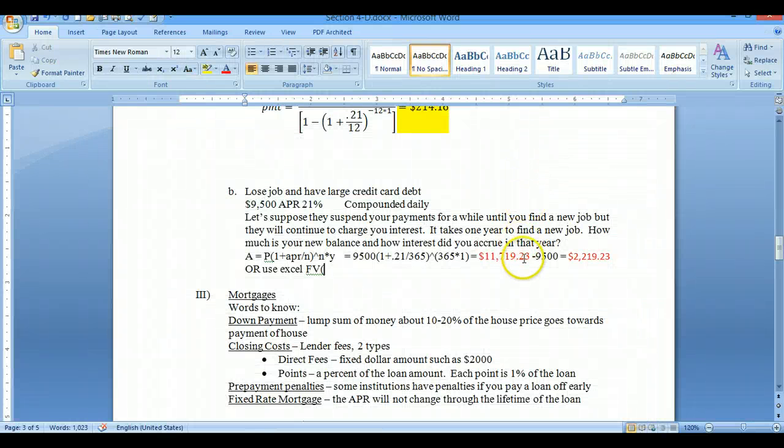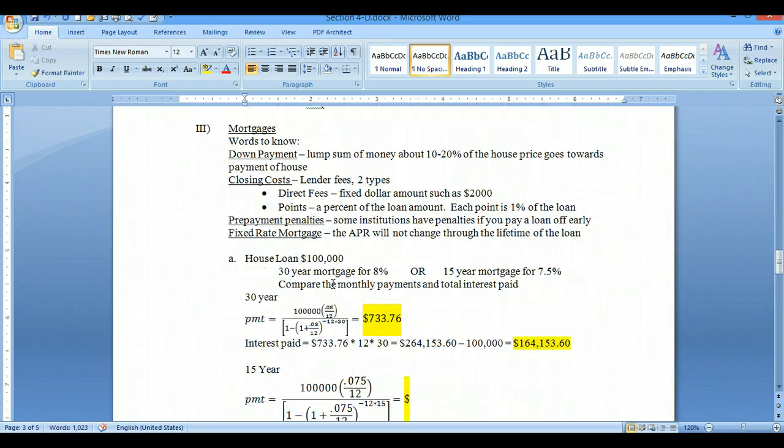11,719. There's our answer. Let's move to Roman numeral 3 on mortgages. You'll be doing a whole mortgage spreadsheet for our finance section as one of your Excel projects. So this is kind of your heads up on it.